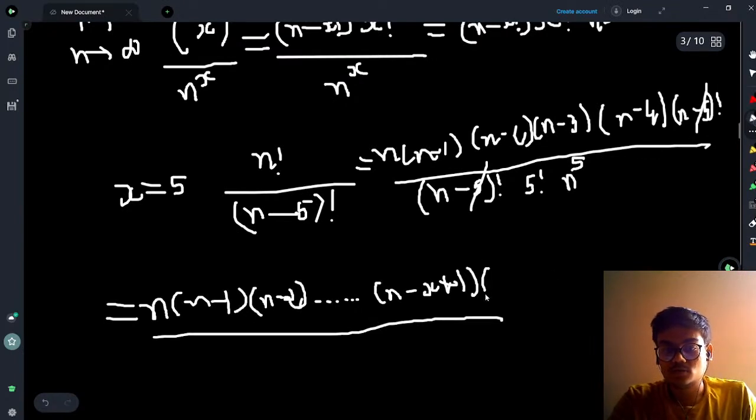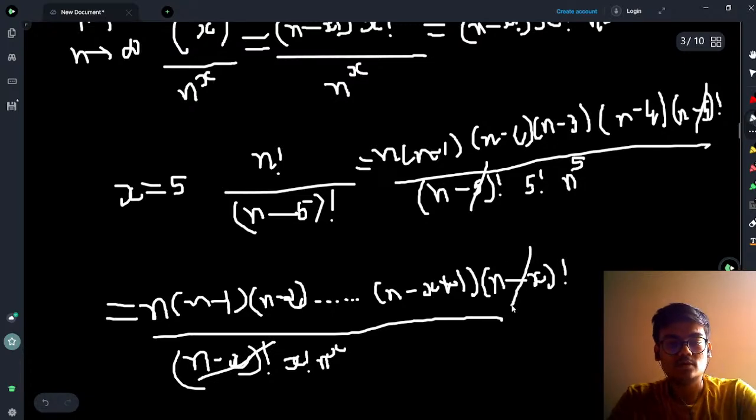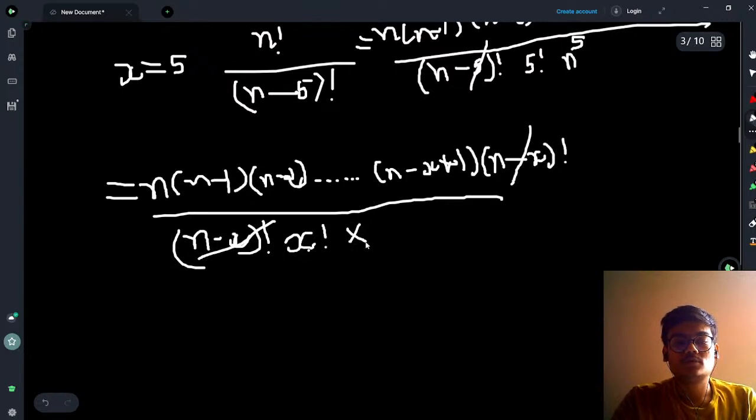And here we have n minus x factorial, then x factorial, then n raised to x. Just remove this n minus x factorial. So we have this equation currently: n into n minus 1 into n minus 2 up to n minus x plus 1, divided by x factorial into n raised to x.